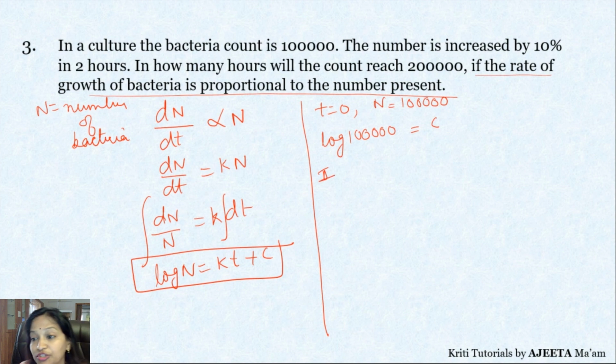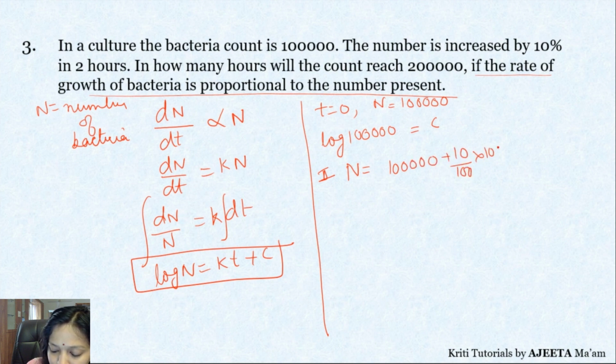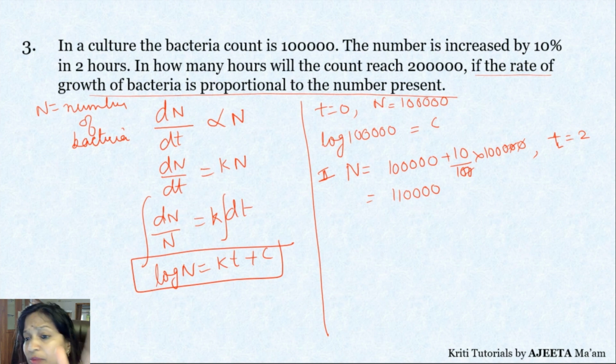Now what's the second condition? It grows by 10% in 2 hours. So new n will be 1 lakh plus 10% of 1 lakh. That will become 1 lakh 10,000. So that's our new bacteria count, and in 2 hours. This will help us in getting the value of K. Here no value is given, so we will leave the answer in log.